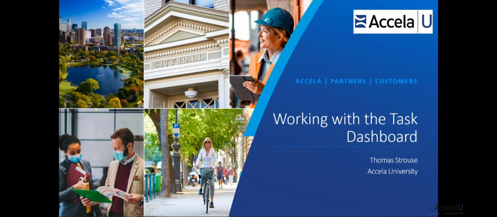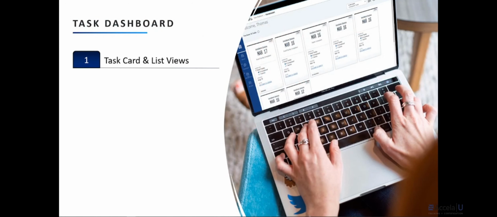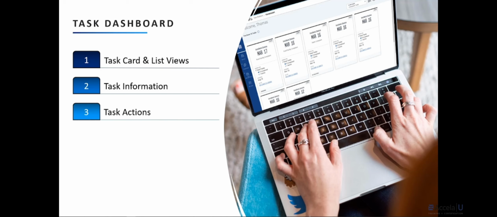My name is Thomas Strauss, and I will cover the following information. First, we will look at both the card and list views to recognize how they work. Then I will review the information that is displayed on a task, and I will show you how the task actions work. And finally, I will show you how to optimize your experience by using task filters.